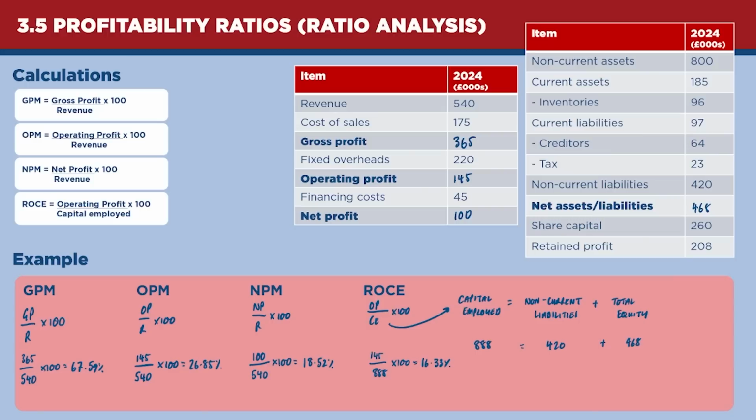ROCE is about how much they've invested. So capital employed is how much capital has been employed by the business, how much money has been used. And that comes from external finance, like loans, non-current liabilities, and the total internal finance, so retained profit and the share capital invested by shareholders. So we want to know if we're investing this kind of money, like £888,000, what percentage of that investment is returning to us as operating profit. So in this situation, it's 16.33%. Again, ROCE is going to vary massively for different businesses, depending on their costs, depending on how they finance their business.